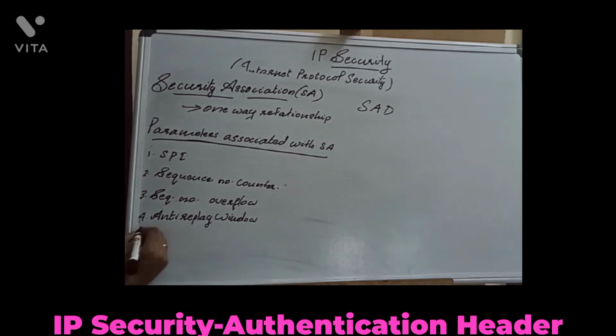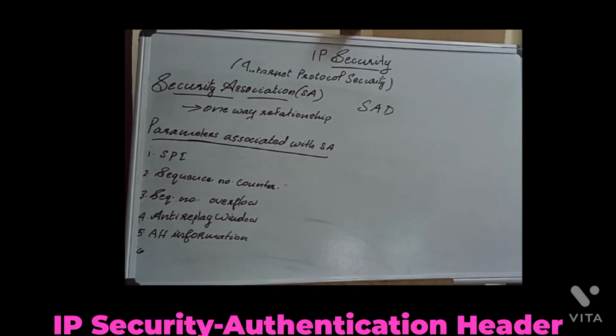Next is authentication header information. Authentication header information includes all the authentication algorithms, keys, key lifetime and all the parameters used with AH. All the information regarding AH, that is AH information.